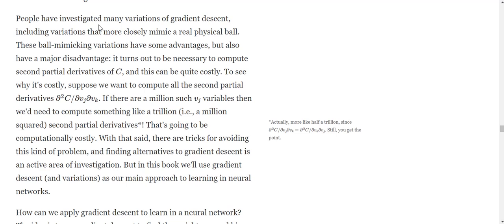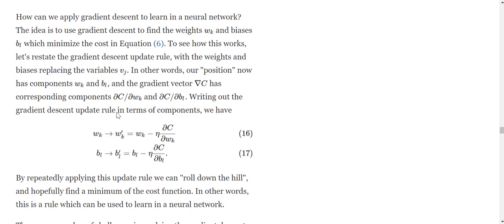With that said, there are tricks for avoiding this kind of problem, and finding alternatives to gradient descent is an active area of investigation. But in this book, we'll use gradient descent and variations as the main approach to learning in neural networks. So, a side note: it's actually half a trillion. Still, you get the point, right? You have a lot to deal with.